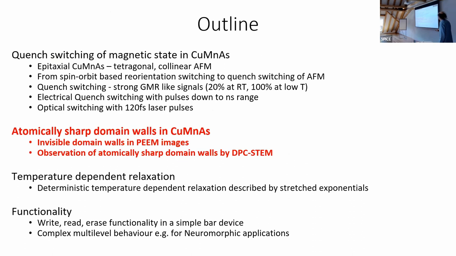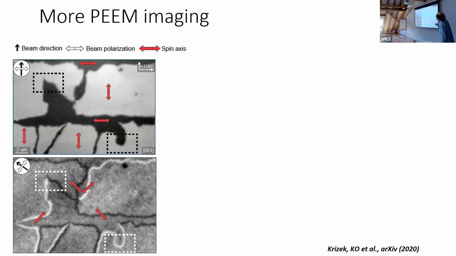But before I show you them, I want to show you another experiment from the Nottingham group, where in PIM we can observe these large domains in copper manganese arsenide. We have this black one which has horizontal spin axis, white one which has vertical spin axis, and when we rotate the beam direction by 45 degrees, we actually shift the focus from domains to domain walls. And so this is the image from which one can infer the width of the domain wall.